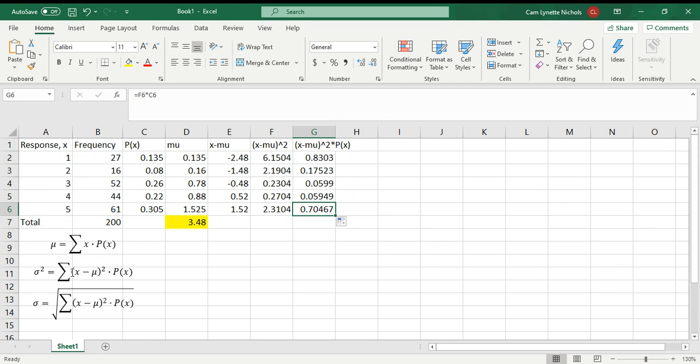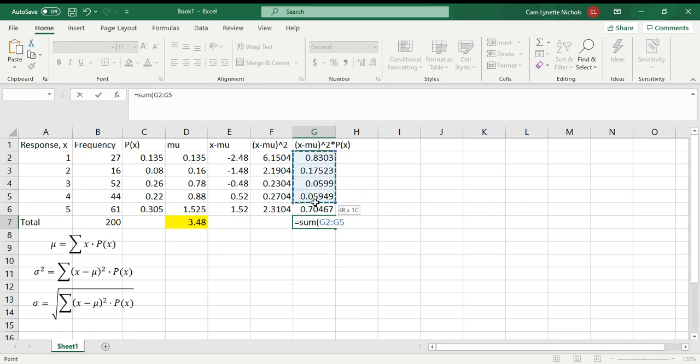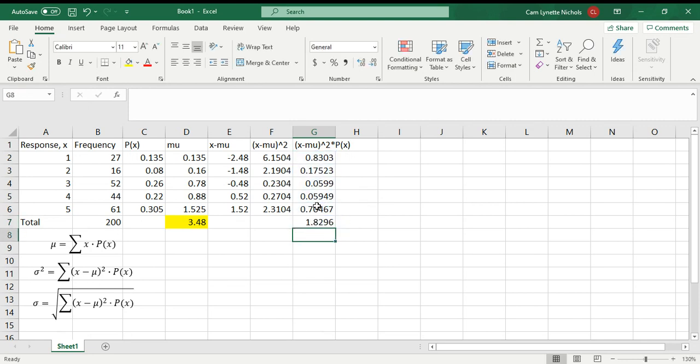And your final thing is the sum of all of those. So then we're going to do equals sum of all of those values. And this gives me my variance.